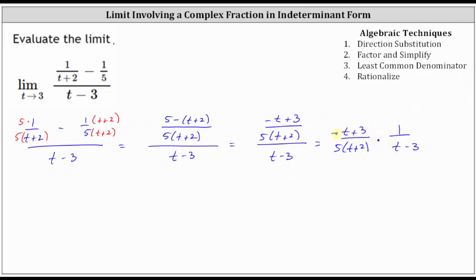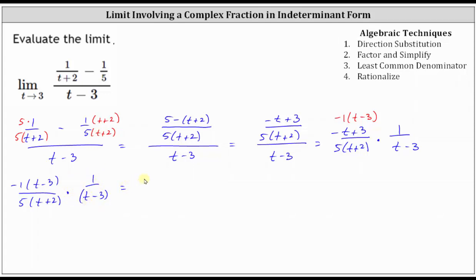Now from here, if we analyze negative t plus 3 and t minus 3, these are opposites. Notice for negative t plus 3, the t is negative, the 3 is positive, and for t minus 3, the t is positive and the 3 is negative. So we'll factor out negative 1 from negative t plus 3, which will give us negative 1 times the quantity t minus 3. Let's rewrite this one more time. We have negative 1 times the quantity t minus 3 all over the product of 5 and t plus 2 times 1 over t minus 3.